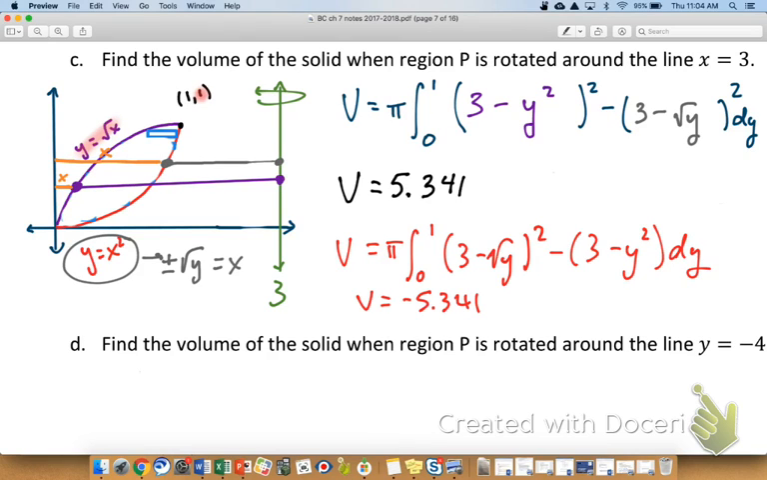Okay? You see how I reversed the order within the integrand? I did little r squared minus big R squared. Okay, so this happens sometimes. So what I want to do is just give you some advice on how to deal with this, whether it be one of my quizzes or tests or the AP test or whatever. Here's what you don't do.